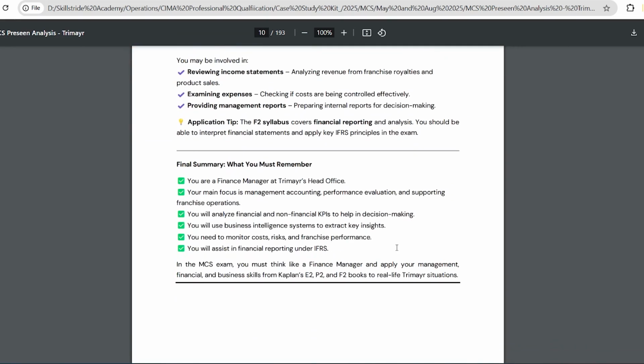Overall, as a summary of your role, you are a finance manager. Your main focus is on management accounting. You analyze financial and non-financial KPIs. You will use business intelligence systems to extract key insights. You need to monitor cost, risk, and franchisee performance. You will assist in financial reporting. All this together forms all the responsibilities associated with management accounting. Therefore, you will require your complete knowledge of the E2, P2, and F2 syllabus to perform your role as a finance manager.